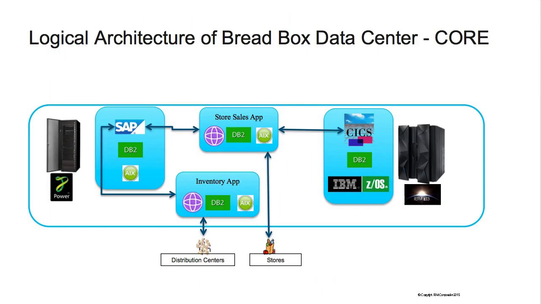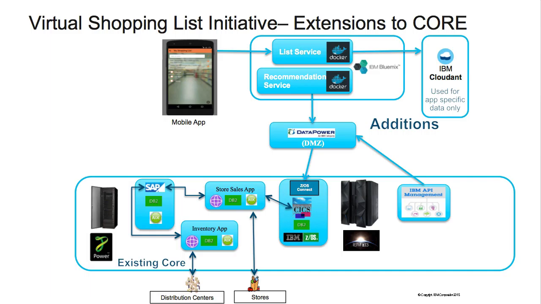Here's the logical architecture of Breadbox data centers with the infrastructure needed to support a large retail grocery store chain, their commerce and logistics. Breadbox Groceries decided to implement Virtual Shopping List as a hybrid cloud architecture with the elements supporting the mobile application, the list service and recommendation service, being Docker containers in IBM's Bluemix, backed by an IBM Cloud database for the persistent data for the application, but connecting through DataPower and z/OS Connect to the on-premise CICS and DB2 on the mainframe.